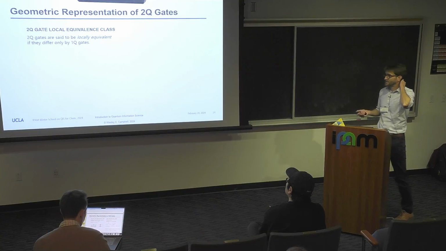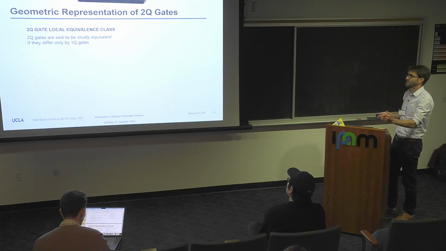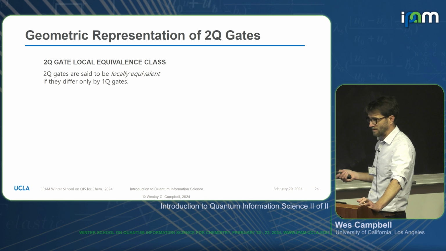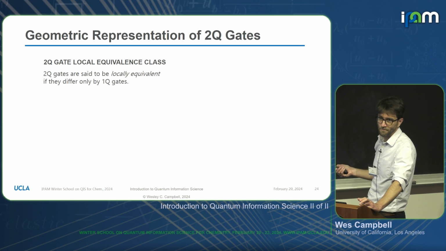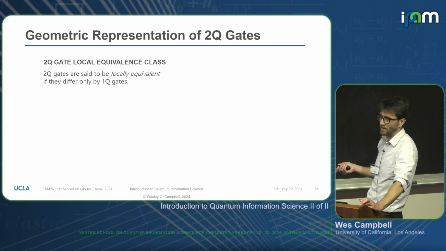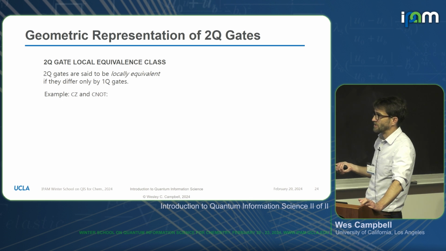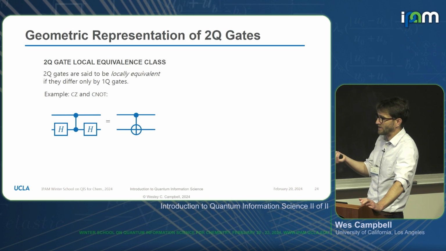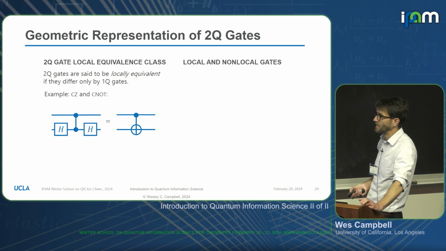And the first thing we're going to say is that two-qubit gates are said to be locally equivalent if they differ only by single qubit rotations. So if I have two operators that operate in some state space of 2 qubits, if I can turn one of them into the other one only by adding single qubit rotations before and after it, I would say that they are locally equivalent. Okay? A good example of this would be controlled Z and CNOT, which we already showed you were locally equivalent, right? I can turn a controlled Z into a CNOT by doing single qubit operations before and after. Okay?